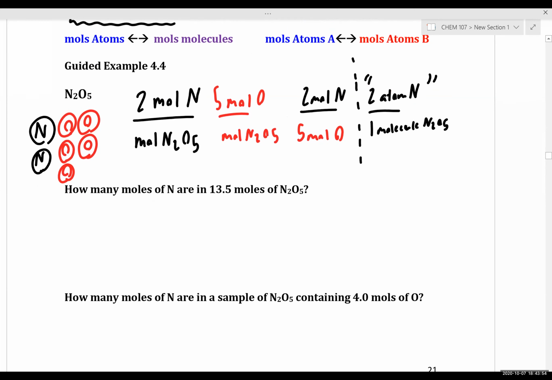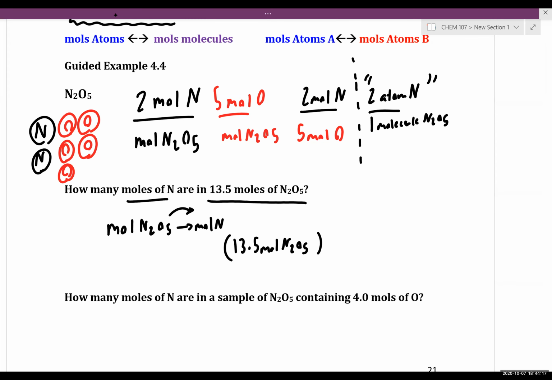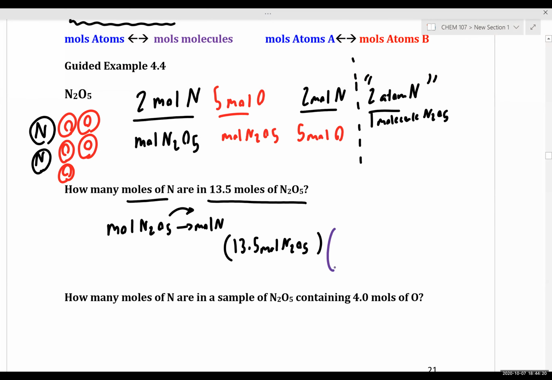We're asked to calculate how many moles of nitrogen are there in 13.5 moles of N2O5. So we're trying to go from the moles of N2O5 to the moles of nitrogen. So given that we have 13.5 moles of N2O5, looking at our conversion factor, what units need to be on top? If we're going from moles of N2O5 to the moles of nitrogen, we want the moles of nitrogen on top and the moles of N2O5 on the bottom.